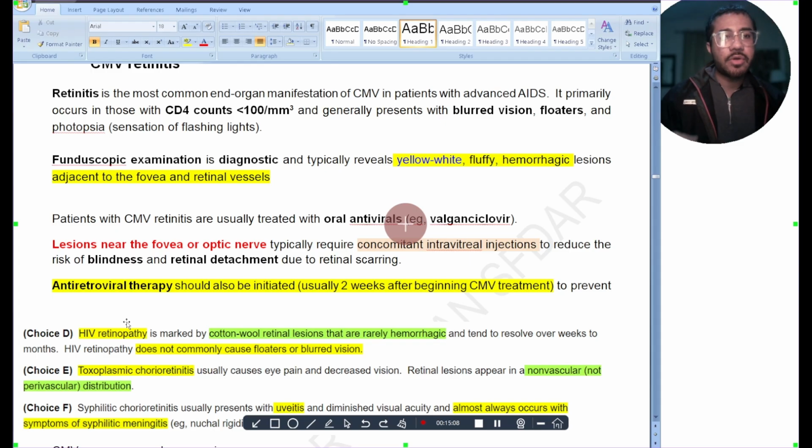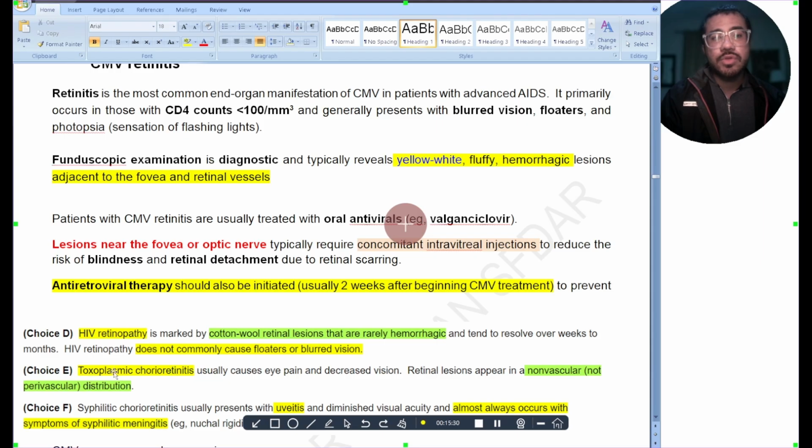And if you get a fundoscopic examination as well, that's going to make everything really clear, because you would not be able to find any hemorrhagic lesions. You would not be able to find cotton wool lesions that surround the retinal vessels. So the distribution of the lesion would make it really easy for you.